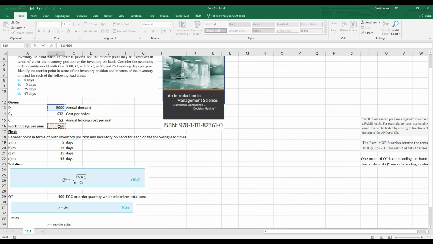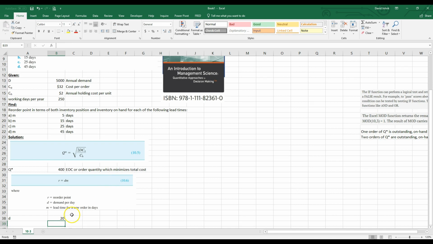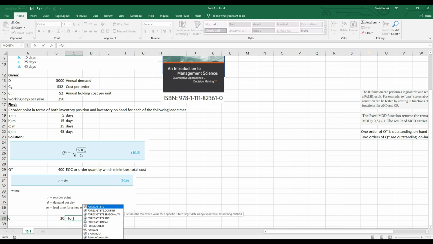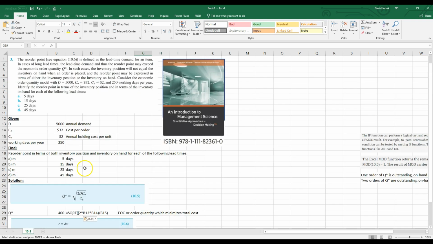So 5,000, it's units on the numerator, days on the denominator, because I'm dividing, right? So that's equal to 20 units per day. Okay, so that's called the demand per day. Here, let me move this over and let me put the formula here. Okay, so now we can calculate R. Now R happens to be what they're asking for.